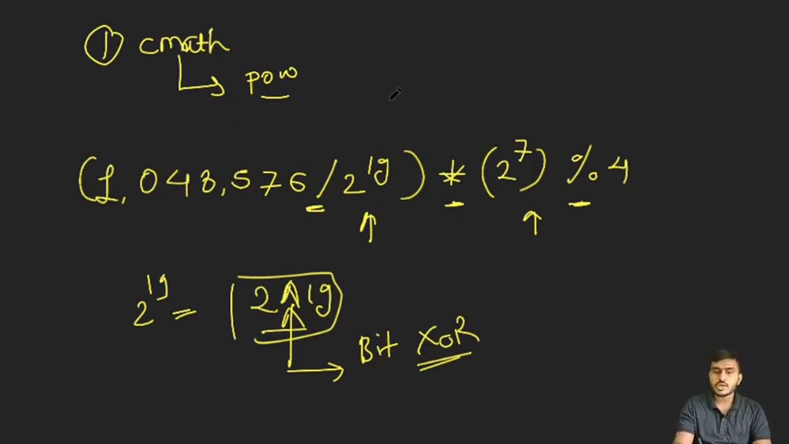Now this function actually takes two inputs. The first input is the base, and the second input is the exponent. So let's say you want to calculate 2 raised to 19, then what you can do is call the POW power function, and then you can pass 2 comma 19 as the arguments.